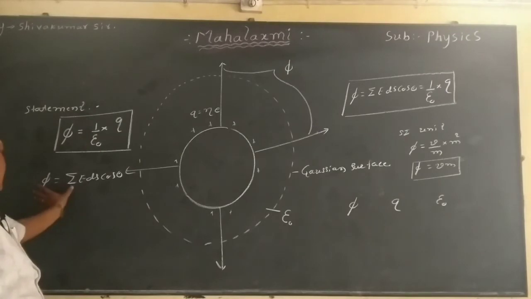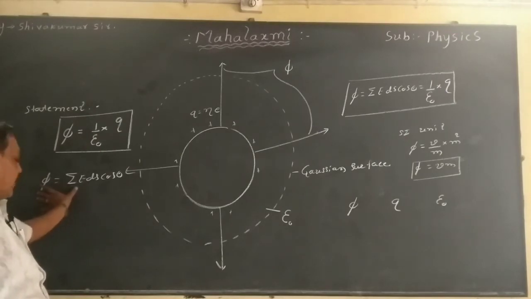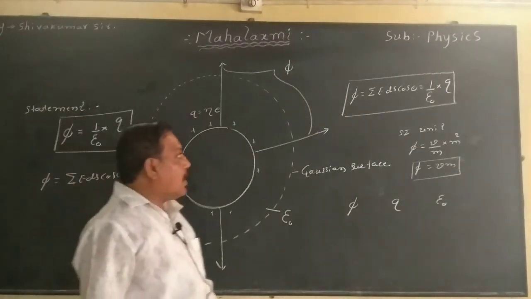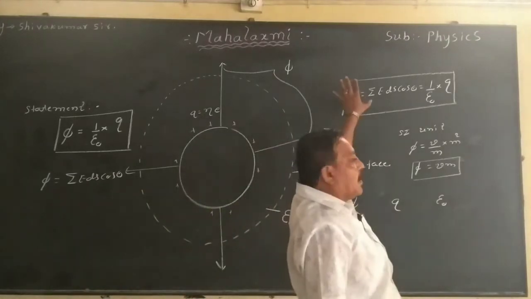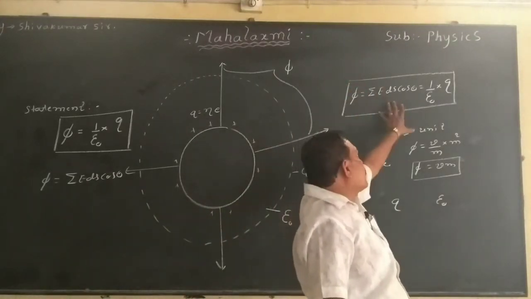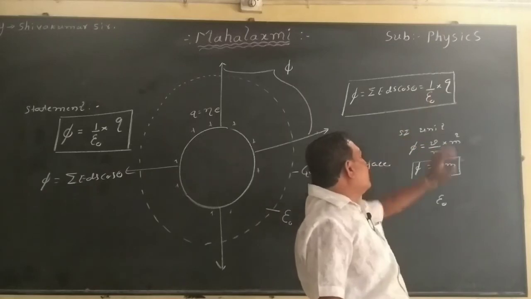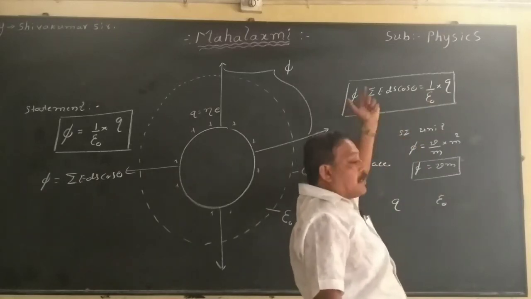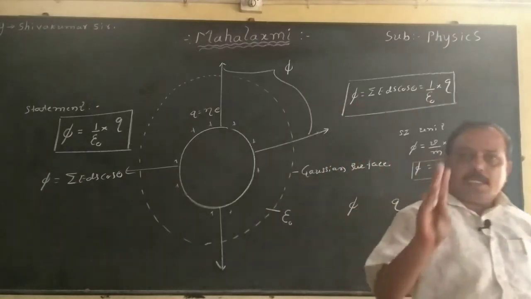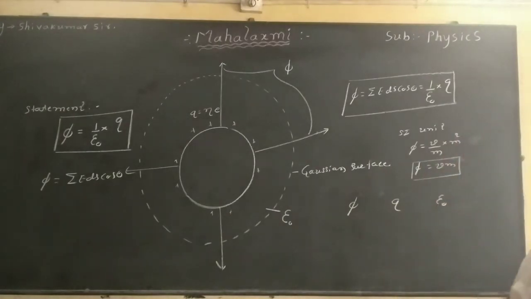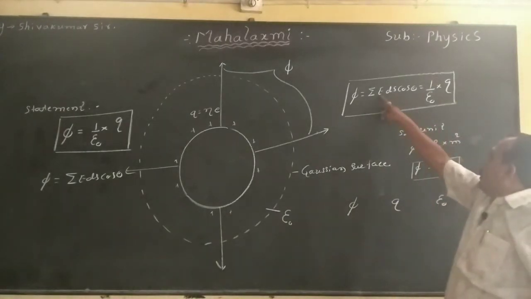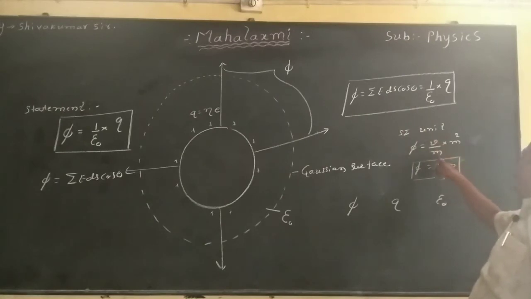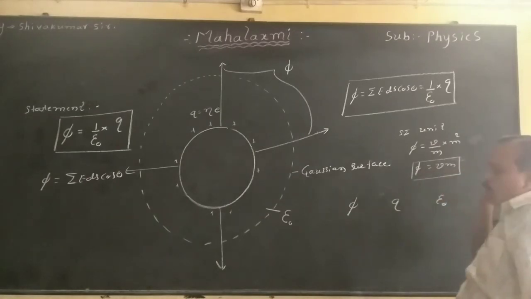In the earlier class we had the equation phi equals sum of E ds cos theta. I make a single equation for the electric flux, sum of E ds cos theta is equal to 1 by epsilon naught into q. So what is that electric flux? Electric flux is a scalar quantity. E is measured in volt per meter, area is meter square, one meter gets cancelled, the electric flux SI unit is phi equals volt meter.